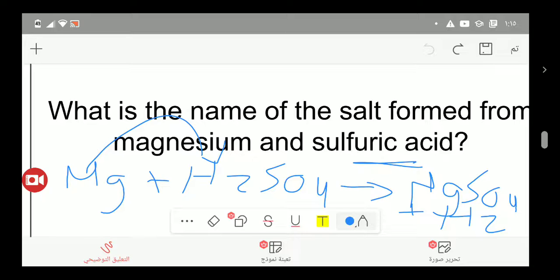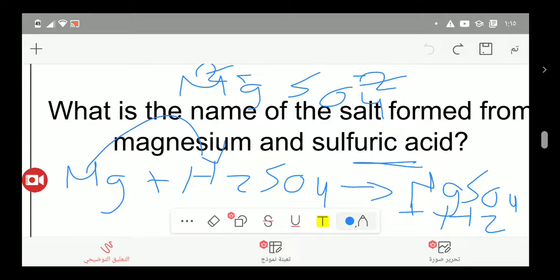The formula of magnesium sulfate is MgSO4, without any additions, because magnesium is group 2, so its oxidation state is positive 2, and sulfate carries a negative 2 charge, so the 2 cancels with the other 2. MgSO4 is the final product.